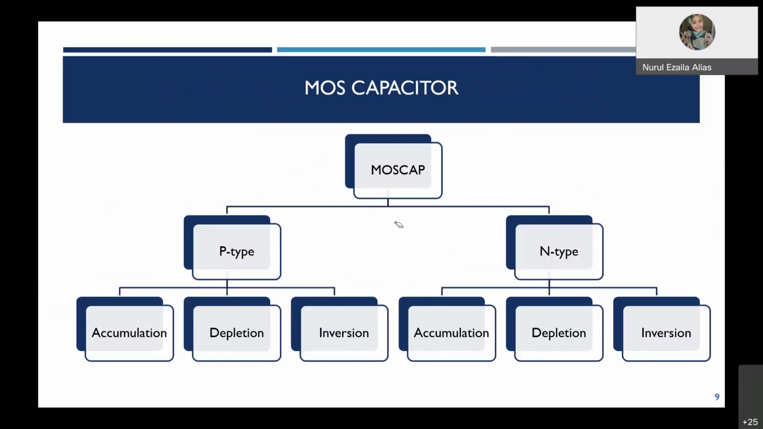In this lecture, it will be divided into two parts. We will cover both p-type and n-type in all regions of operation: the first one, accumulation, then depletion, and inversion. We will look into all of these parameters and also what happens to the energy band diagram. Let's take a look at the first one.